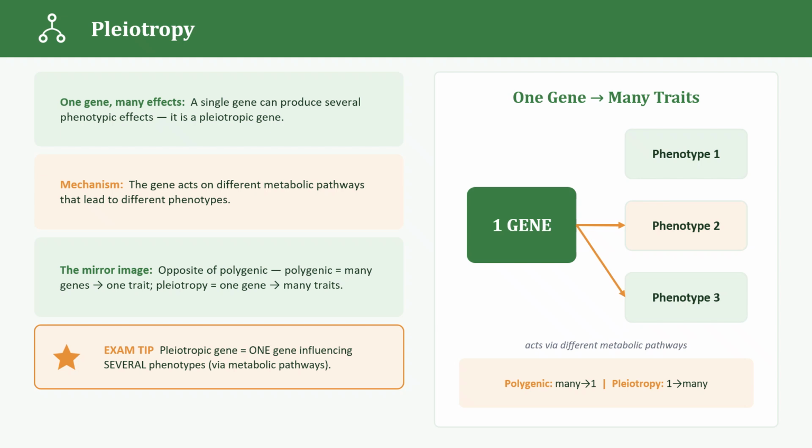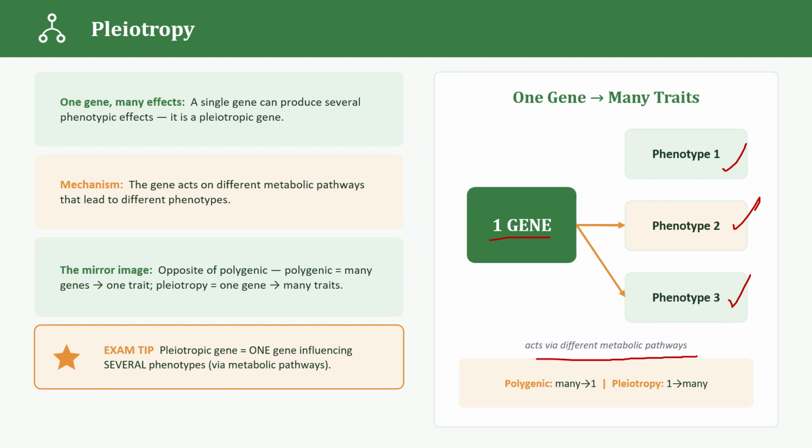Why does it occur? A gene usually produces a protein or enzyme, that we know already. Sometimes this protein participates in several metabolic pathways. So, for example, if a gene is mutated, all the pathways depending on that protein become affected. So multiple characters change simultaneously. This phenomenon we call pleiotropy. You can see here one gene, and phenotypes 1, 2, 3. It acts via different metabolic pathways.